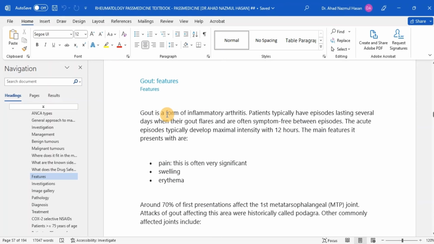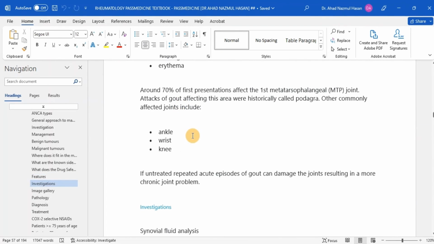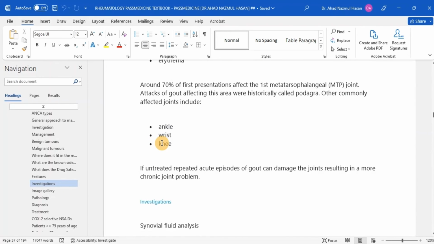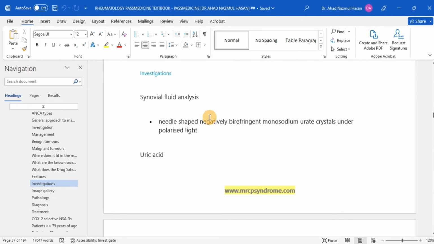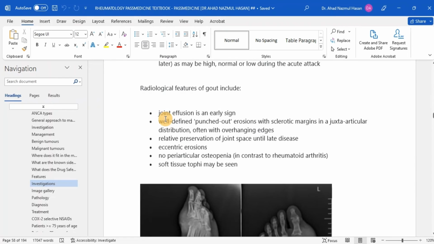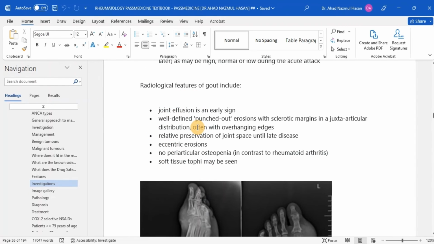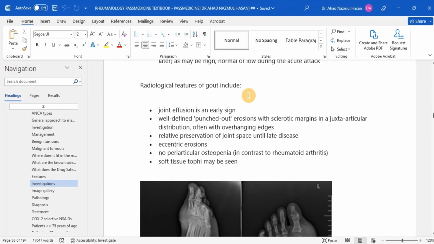Next one is gout. Gout is the first topic. So overview, common site of effect. So synovial fluid analysis, it will show the needle shaped negatively birefringent monosodium urate crystal under the polarized light, and the uric acid level should be elevated, usually greater than 450. And radiological sign, the earliest sign is the joint effusion and punched out lesion. Punched out erosion is highly suggestive of gout.